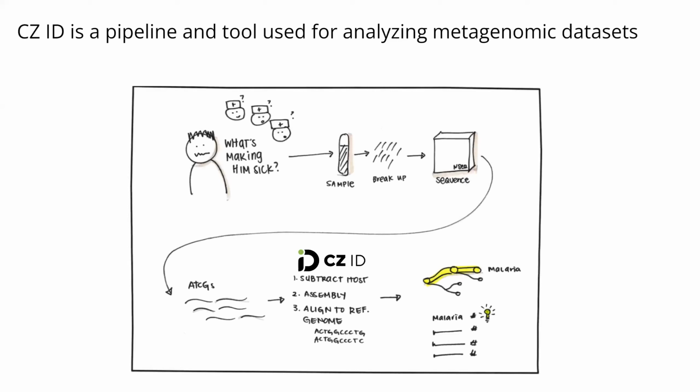So this pipeline will take the output from your sequencer, the FASTQ files. You could upload them onto CZID, and we will subtract the host reads, assemble the reads, and align to a reference database. And then you'll get an output of all of the taxa that are present in your sample in the form of a sample report.